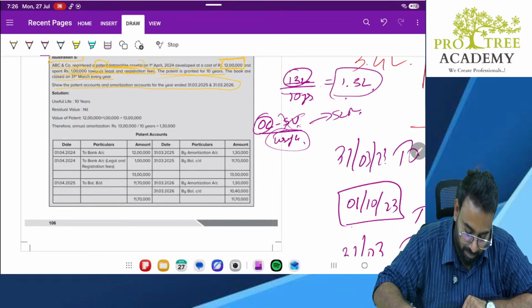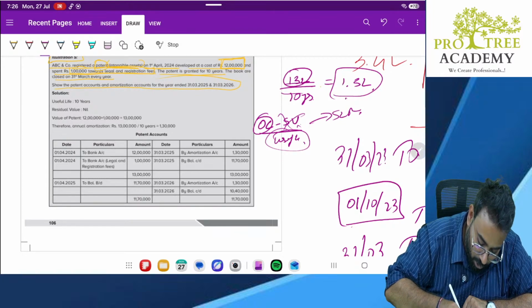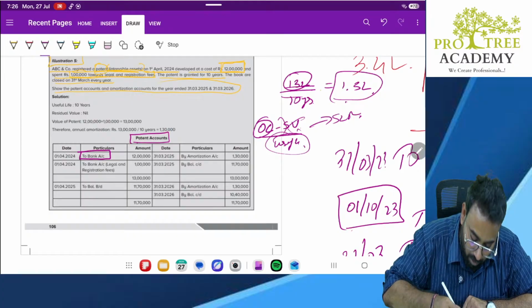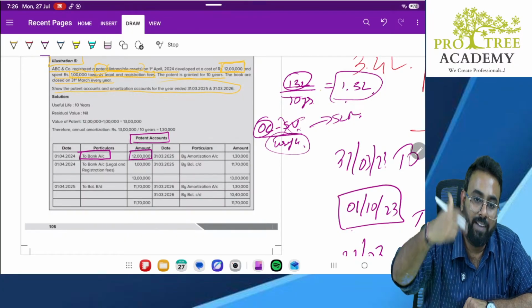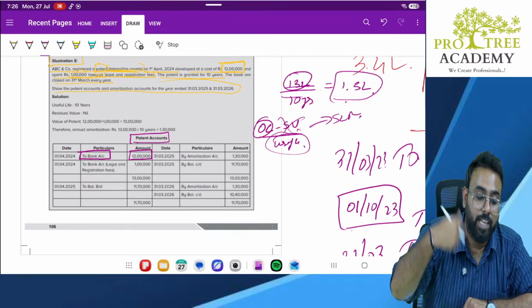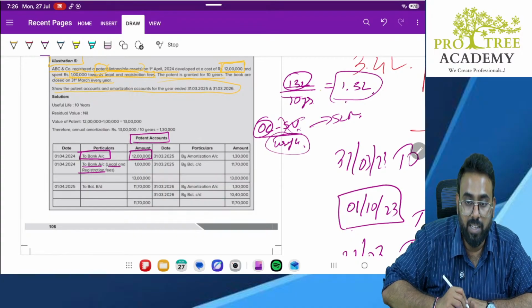1.3 lakhs each year. So if you open a patent account, how will it be? First is To bank account, not machinery, patent account. To bank account. What is this? 12 lakh. This is nothing but the cost you have incurred to develop the formula. Next will be what, sir? Your registration and legal charges. To bank account, registration and legal charges.